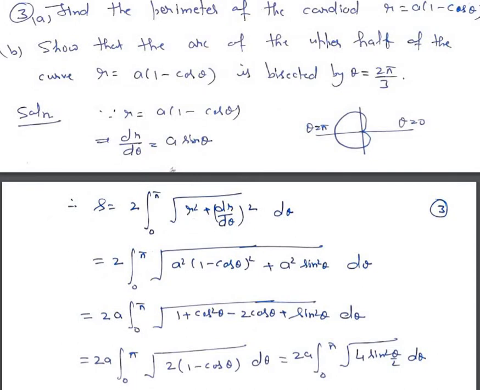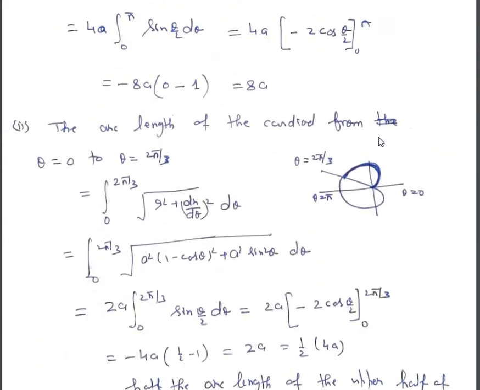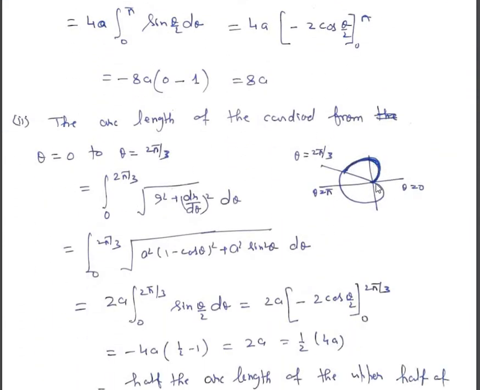Now in the second part, we have to show that the arc of the upper half of the curve r is equal to a into 1 minus cos theta is bisected by theta is equal to 2 pi by 3. Means we have to show that this upper half is bisected by the line theta is equal to 2 pi by 3. 2 pi by 3 means line making 120 degrees. So because whole length of this cardioid is 8a, so length of the upper portion is 4a, and we have to show that this line bisects this upper portion. That means length of this portion should be 2a. So we shall show that when theta varies from 0 to 2 pi by 3, s is equal to 2a.